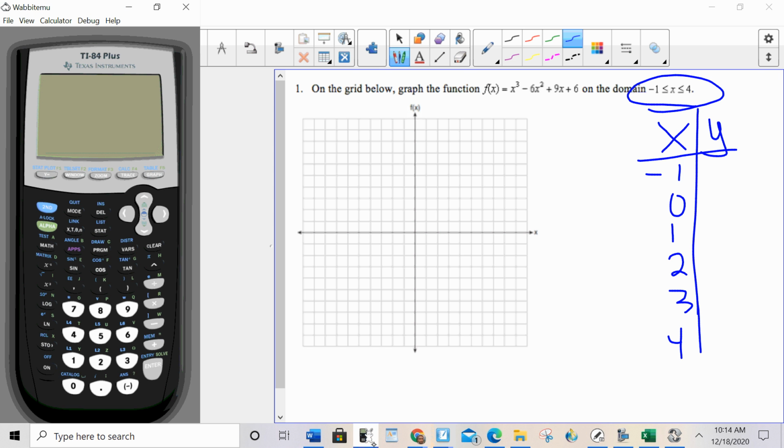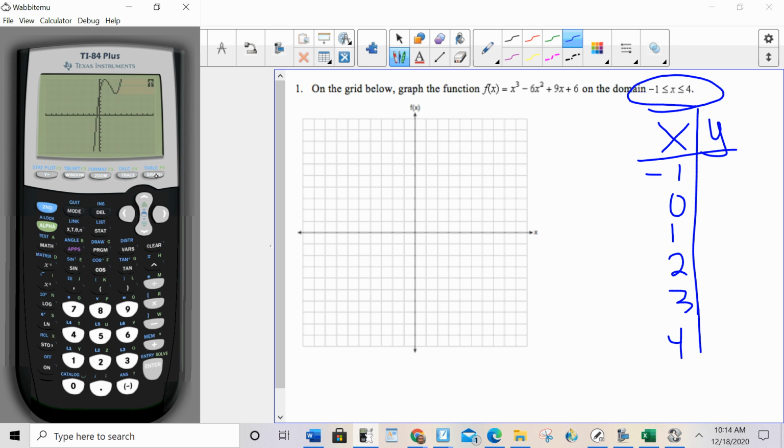So I'm going to go to y equals, I'm going to do x cubed minus 6x squared plus 9x plus 6. I am going to hit zoom 6 to look at it. So I know it's going to look like that. It's going to be a curve.